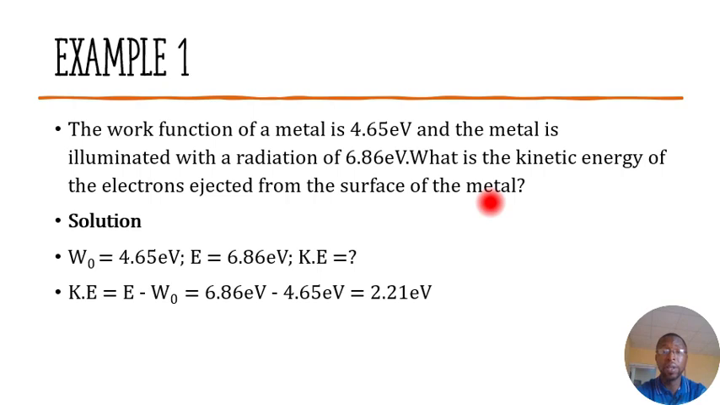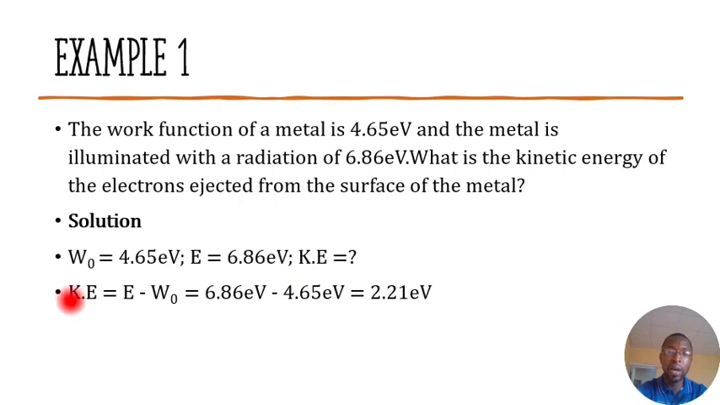As our usual practice, we write out our parameters one after the other. Let's go over the question again. The work function of a metal is this value. So work function is W naught by symbol. So W naught is 4.65 electron volt. And then we are told that the metal radiates energy of this value. So the energy radiated is 6.86 electron volt. And we are made to calculate the kinetic energy of the electron. So the kinetic energy is the unknown.